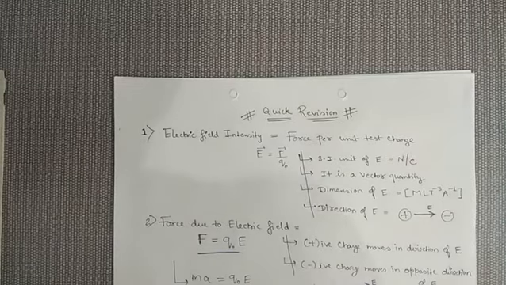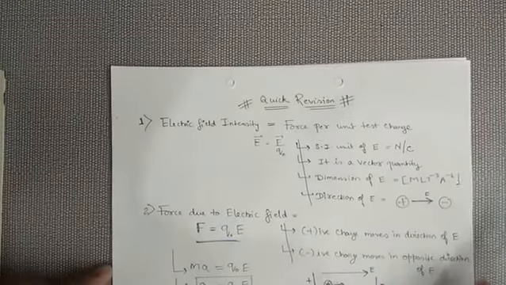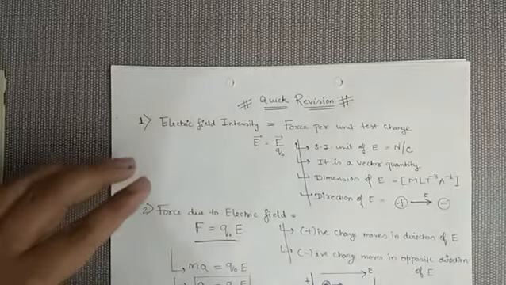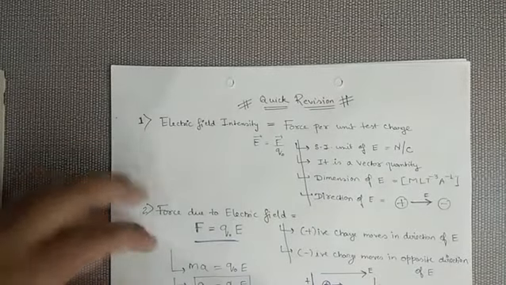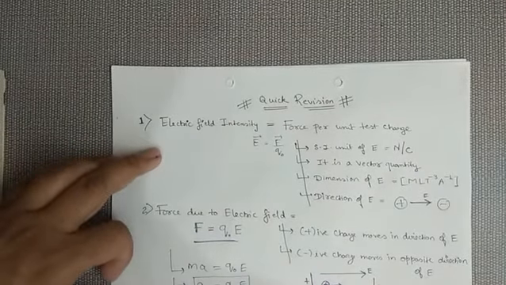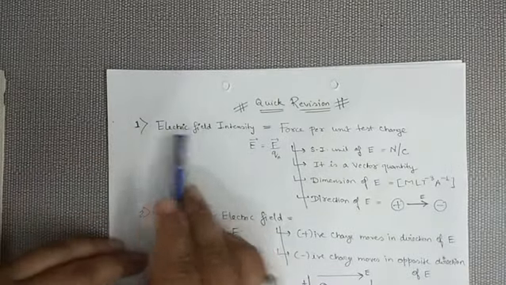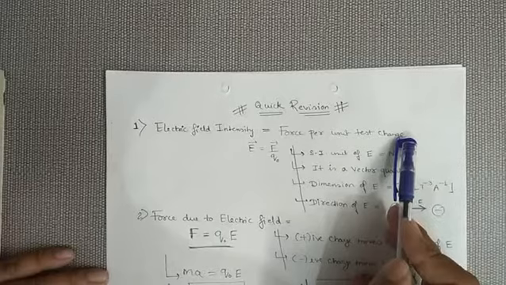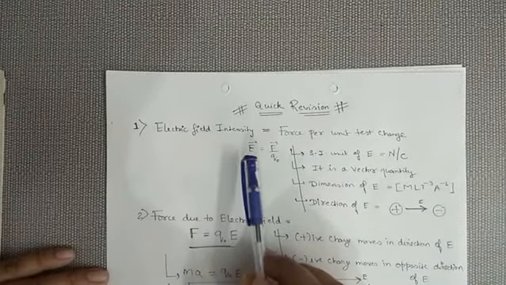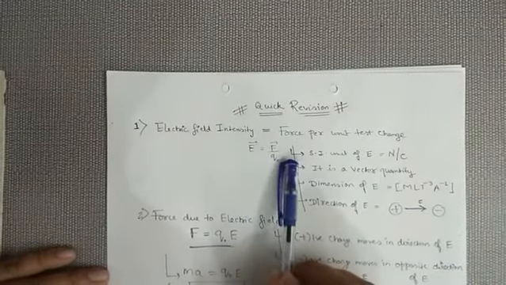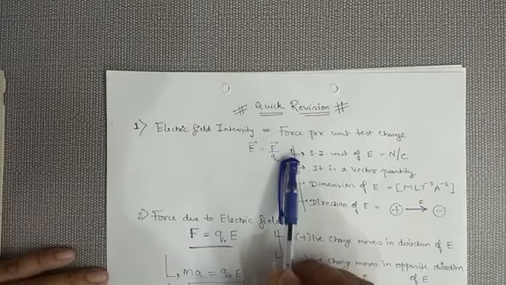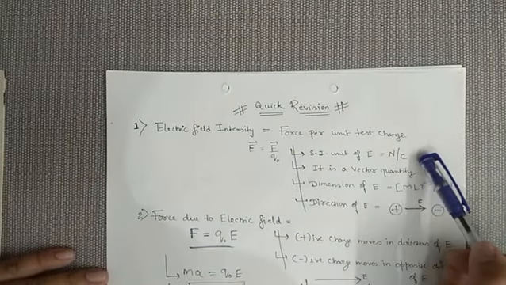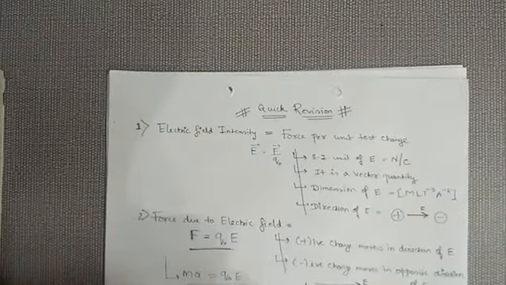Before starting today's topic, let's first recall what we have learned in our previous class. Just a quick revision. In my last video lecture, we discussed electric field intensity, that is the strength of the electric field, which can be given as force per unit test charge. It can be represented as E equals F by Q naught, force per unit charge. The SI unit is Newton per Coulomb, and it is a vector quantity.